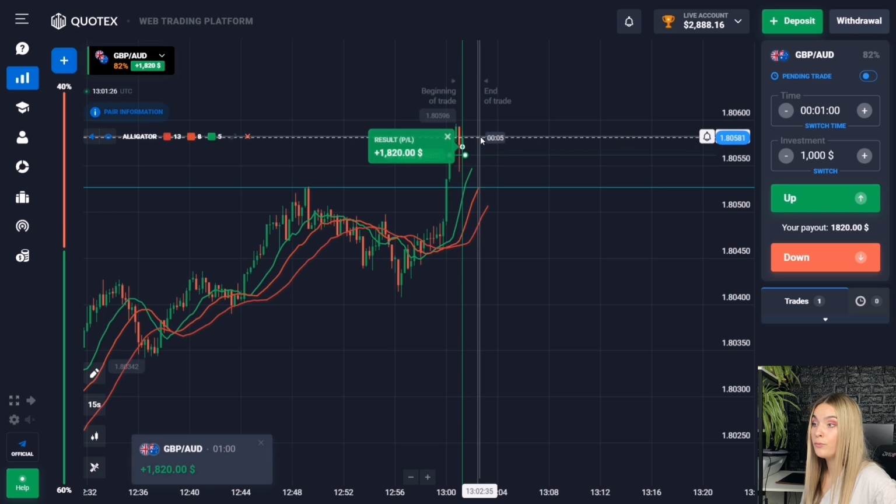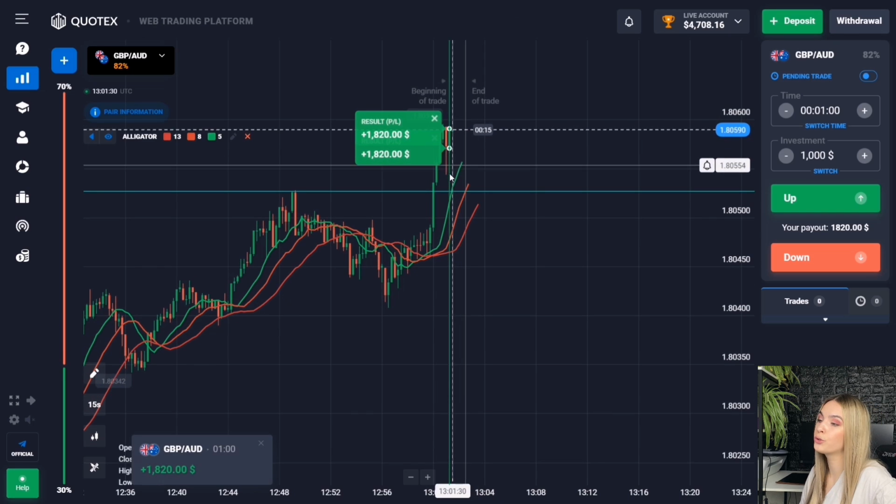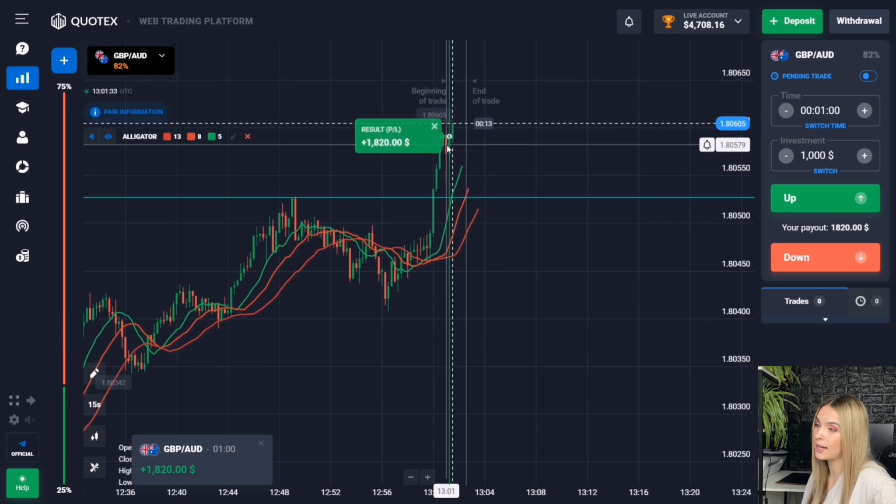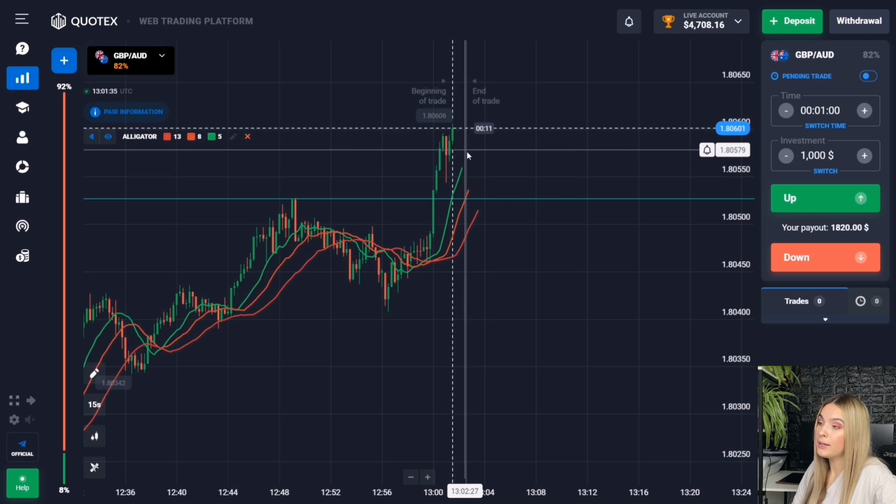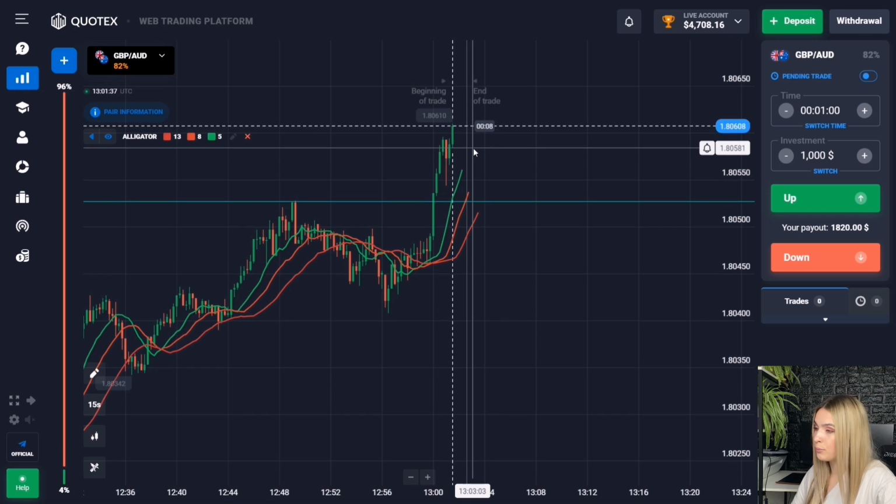Yep, the level was really broken and we made a profit. Also, after an impulse in upward movement, there was a fading and slight pullback down. But we are still managing to close our deal in profit. It's the most important thing. Everything is going great. Let's continue.